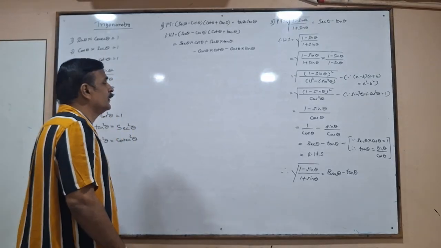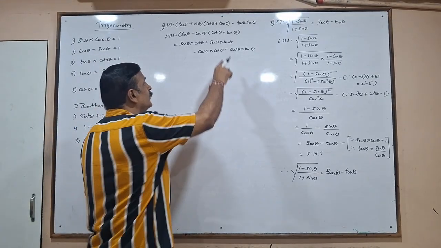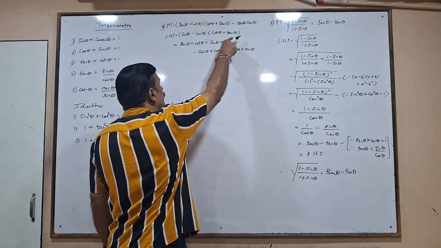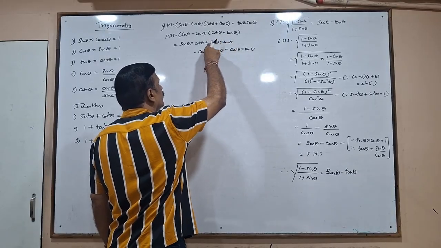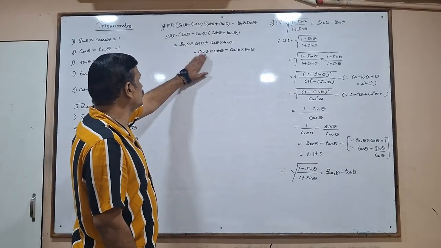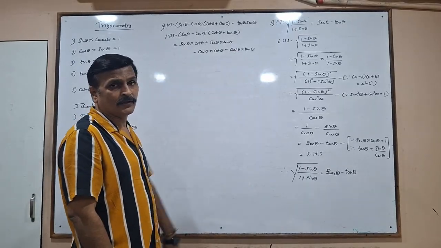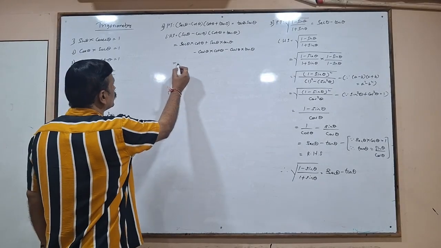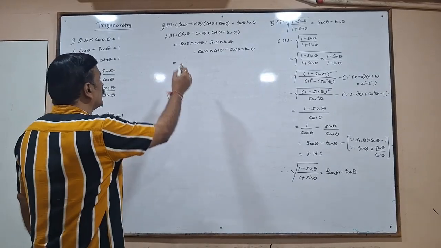Now if you observe, we have the answer in the question. Tan and sec. Tan theta into sec theta is my RHS. What does it tell me? That these three terms will cancel. Okay, let us solve further.